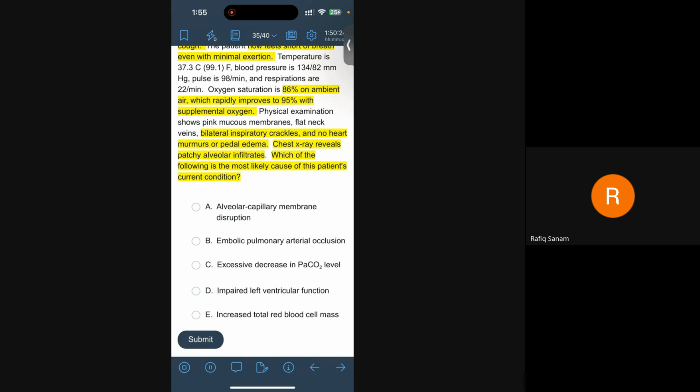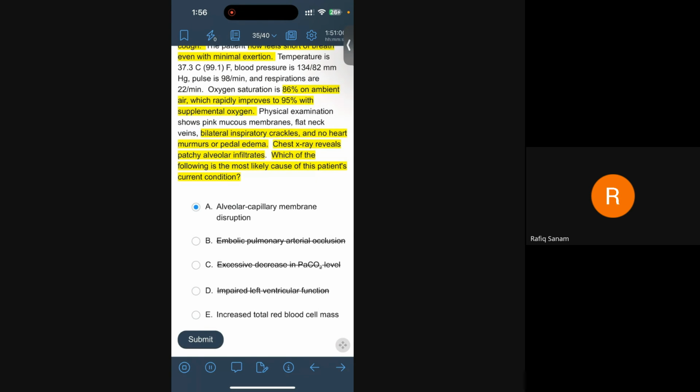Yes. So the right answer will be A. Option B is embolic pulmonary, but this is not pulmonary embolism, so option B cannot be the answer. An excessive decrease in PaCO2 cannot explain the patchy alveolar infiltrates which we are seeing in the X-ray, right? It is not due to heart failure. There is no pedal edema, no heart murmurs.